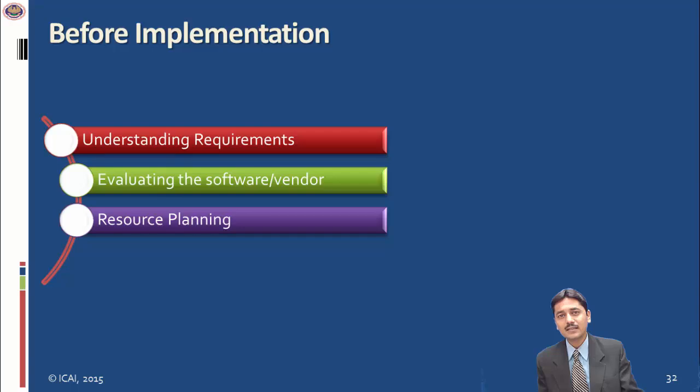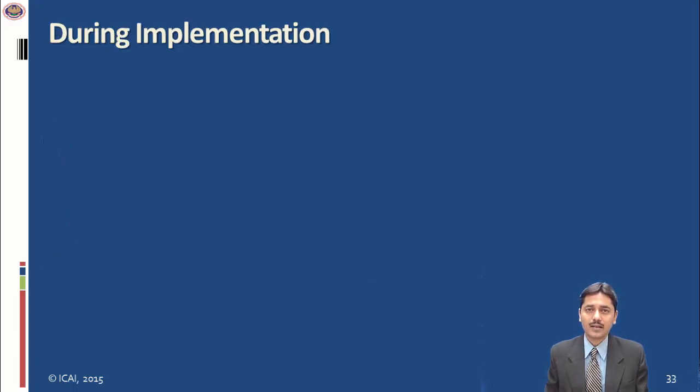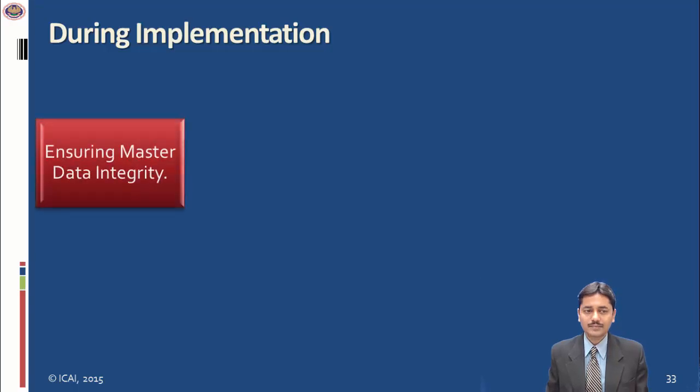Resource planning. When it comes to planning the resources for the existing system, it is a job which can be performed very well by a chartered accountant, that is resource planning and assessment of risk. What is the risk involved in implementation of this ERP system? This can be ascertained by a chartered accountant very easily. During implementation, during the process of implementing an ERP system, ensuring master data integrity is again a very important aspect.